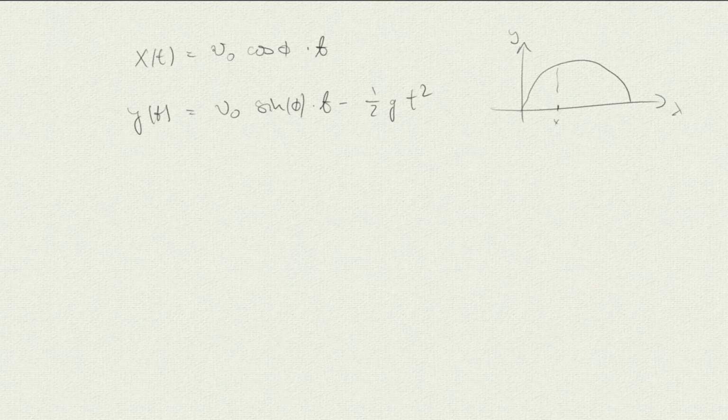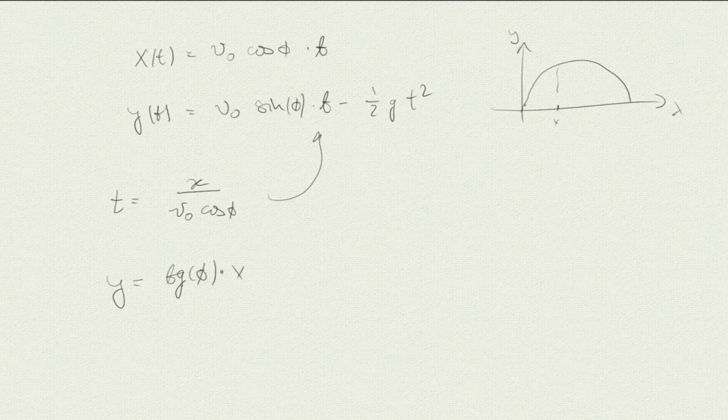And so for that, what we can do is find t, express t in terms of x. So t is actually x divided by v0 cosine of phi. And then we can plug it into here instead of t. So what we get is y as a function of x. This v0 is going to be reduced, so it's going to be tangent of phi times x.